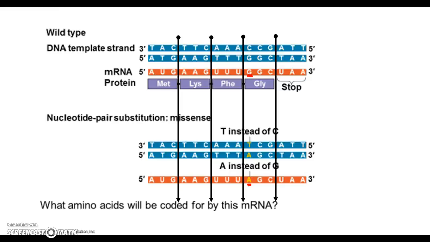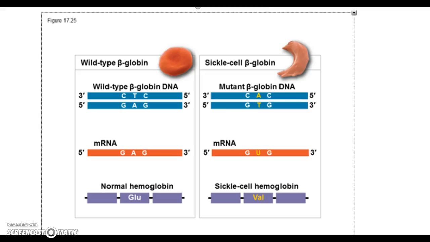So if you take a look at your chart, again, AUG is still going to code for methionine. This is still going to be lysine, phenylalanine. But then when we get to AGC and you look for that in the chart, you're going to find it does not code for glycine anymore, it codes for serine. Okay, we have a different amino acid again. So that could be significant. That's a missense. This is an example of a significant one.